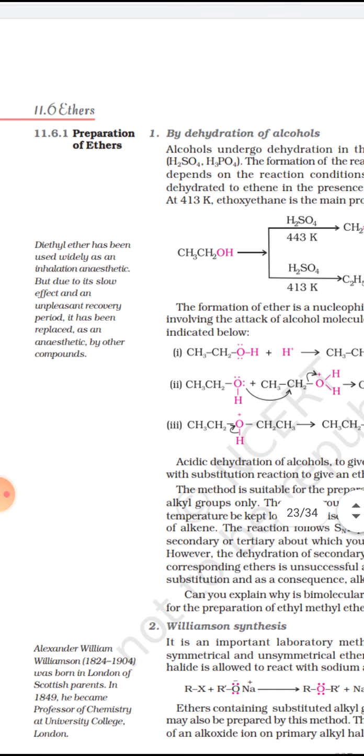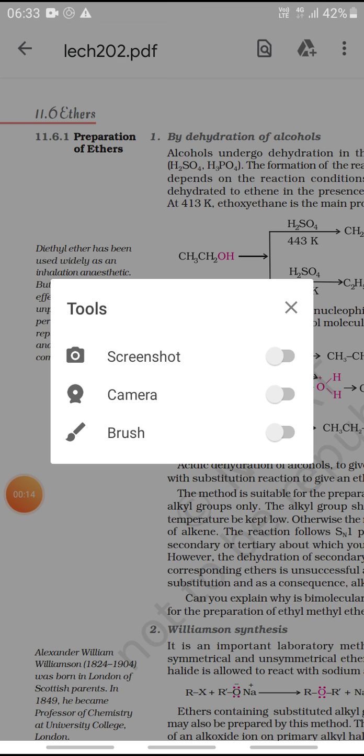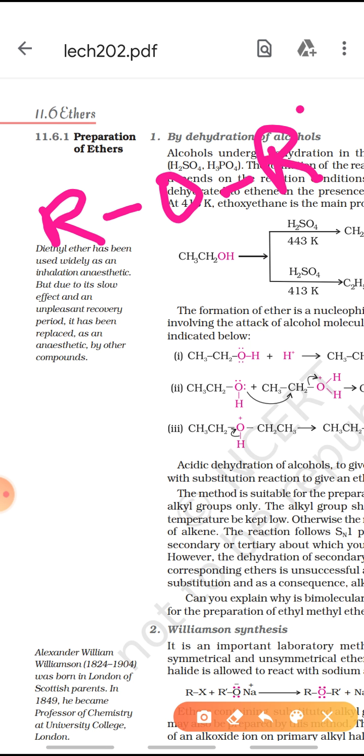Today I'm starting with the next portion of the chapter alcohols, phenols and ethers. I'm starting with the ethers. Now, children, we have already discussed that ethers are those organic compounds which have the general formula R-O-R. Here the two alkyl groups can be similar, they can be different also, and the two can be aryl groups also. Example is CH3OCH3, that is methoxymethane.